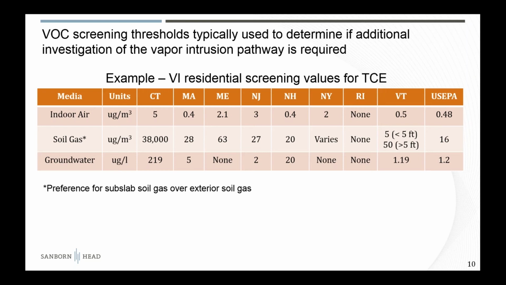And when I refer to soil gas here, I'm primarily referring to subslab soil gas, as most states have a preference for subslab soil gas sampling over exterior soil gas sampling. But there is still some value in exterior soil gas sampling, even though many states are guiding us to try to take samples from the subslab. And the reason for that is because subslab samples are closer to the potential point of exposure. They perhaps represent the potential for exposure closer to where you're going to be measuring indoor air.